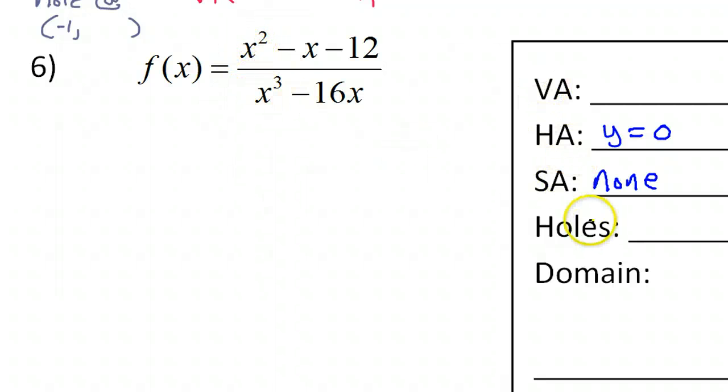Now let's talk about vertical asymptotes and holes. To see what's going on there, we need to factor the numerator and the denominator. So let's do that now.